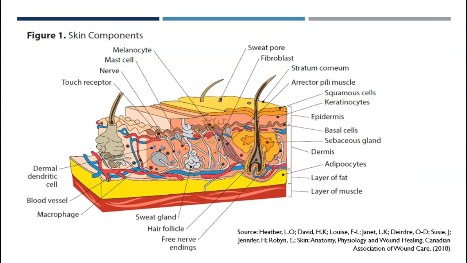This diagram is to show how our skin is structured, illustrated nicely. Take a look at this picture. Take your time.